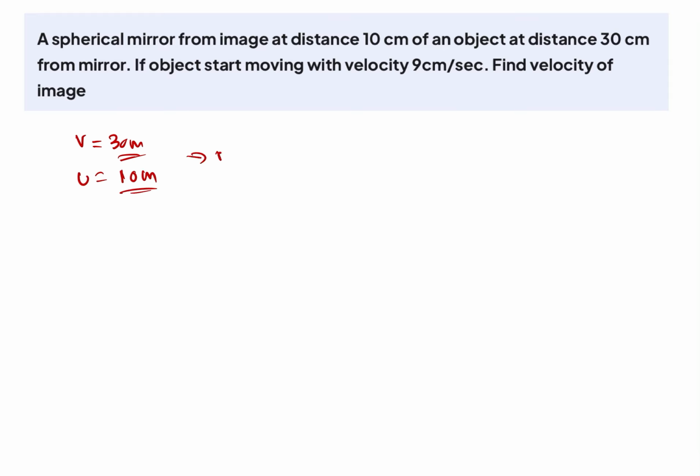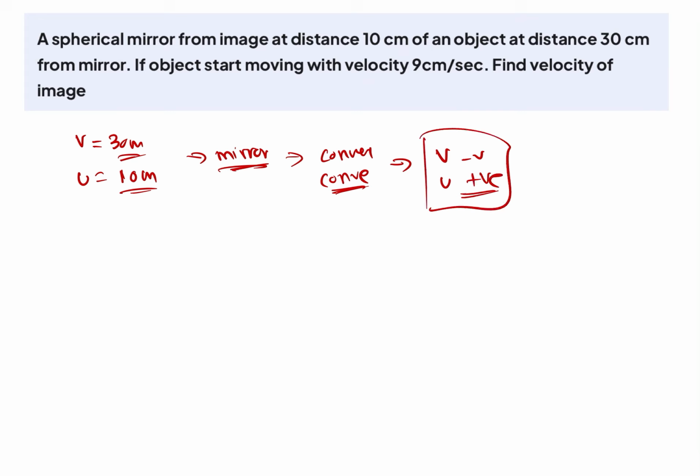Here the mirror is not specified. Whether the mirror is convex or concave, I have said earlier that whether V and U have negative or positive values does not affect the result of using this equation: velocity of the image is equal to minus V square divided by U square times velocity of the object.